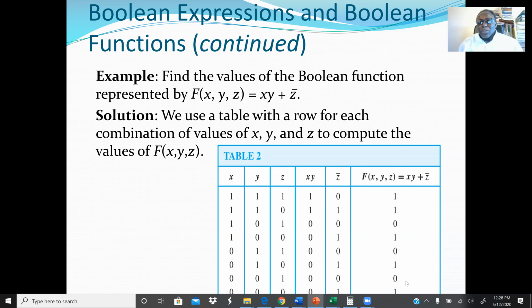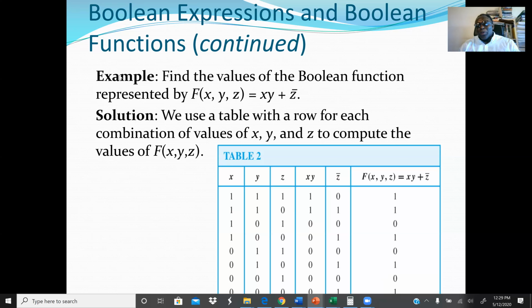So in the final exam, we may have a question that says find the values of a Boolean function representing this. And now the solution: we use a table with a row for each combination of the values x, y, z to compute the values of, again, f, the function x, y, z. The goal is to find these values here for the expression xy plus z invert, and that's our solution.